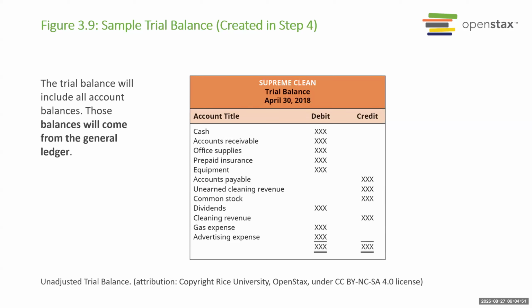All right, here we see an example of a trial balance. These balances will come from the general ledger. Basically, we're listing each account into the trial balance. And this is to make sure that for every transaction we did, our accounts balance, the debits equal the credits.